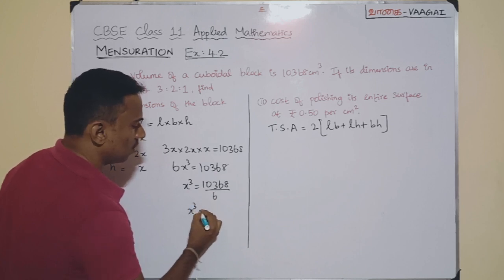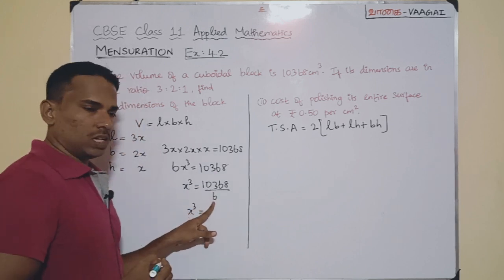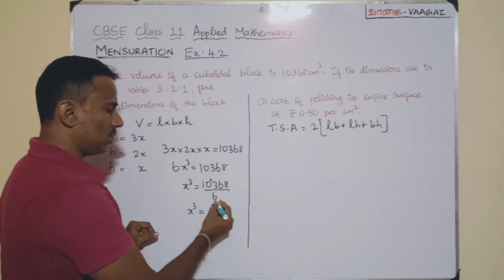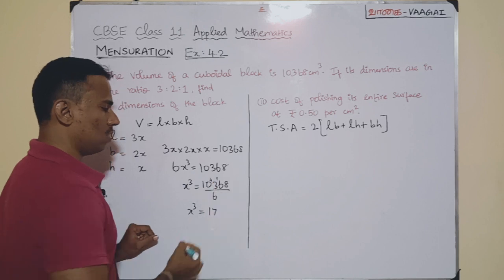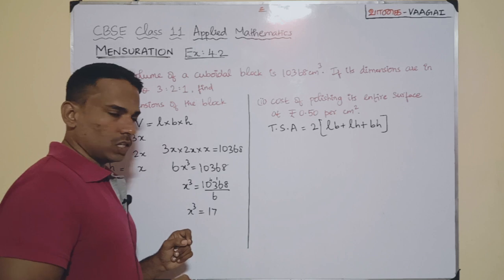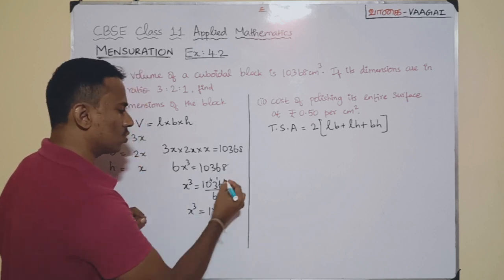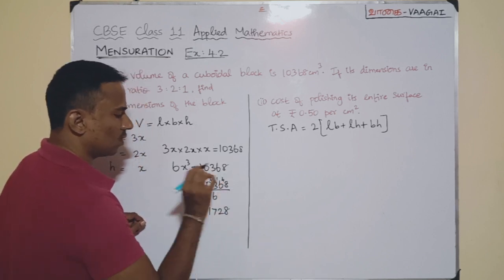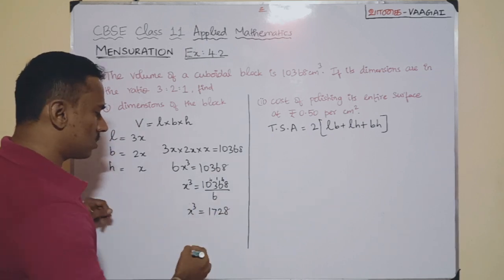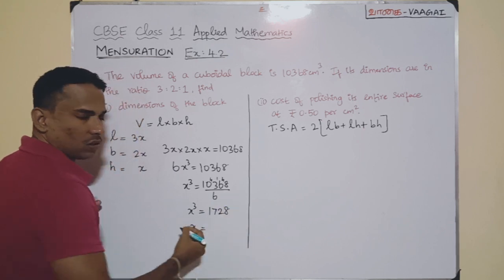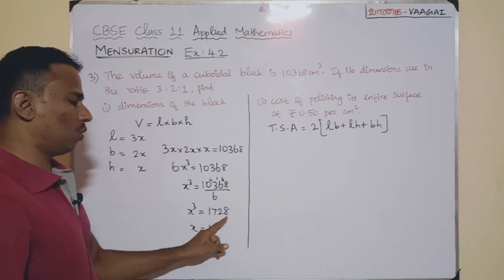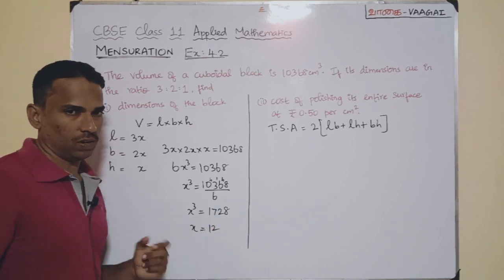So x cube will be, 6 in 10 goes 1 time. 6 ones are 6, balance is 4. Now 6 7s are 42, balance will be 1, and 6 2s are 12, so balance will be 4, and finally 6 8s are 48. So I get x cube is equal to 1728. That means x is equal to the cube root of 1728, which is a well known value, 12, because 12 cube is 1728. So x is equal to 12. We can easily get this.